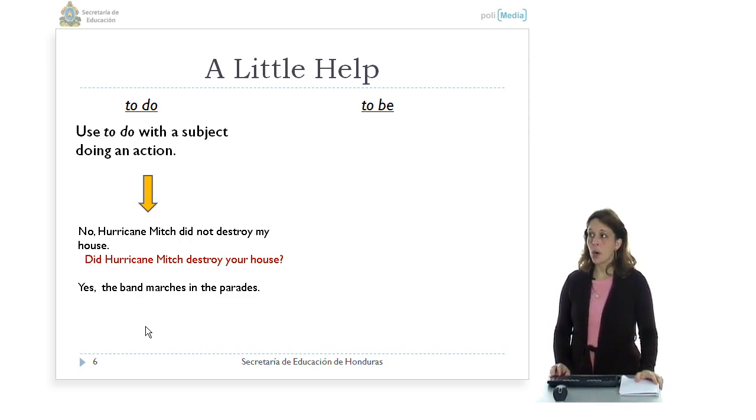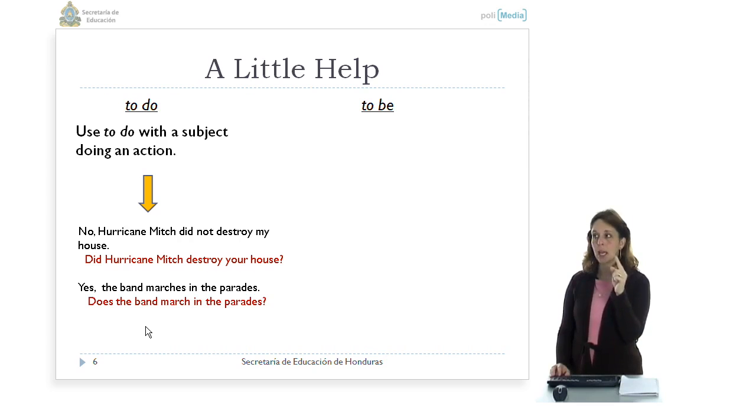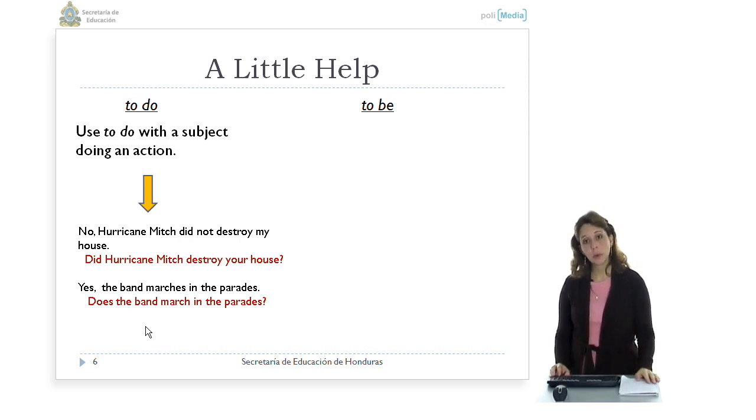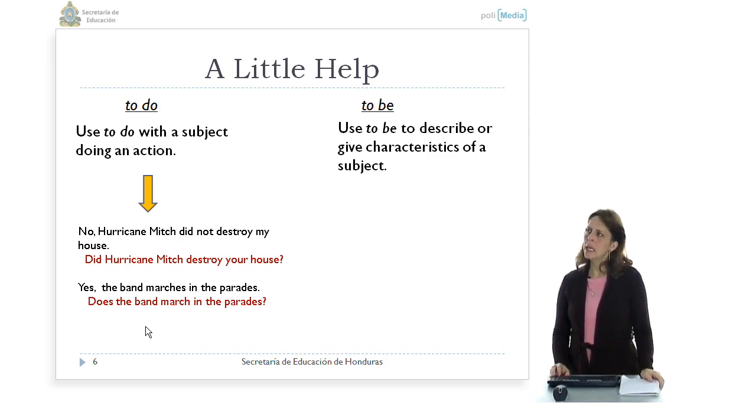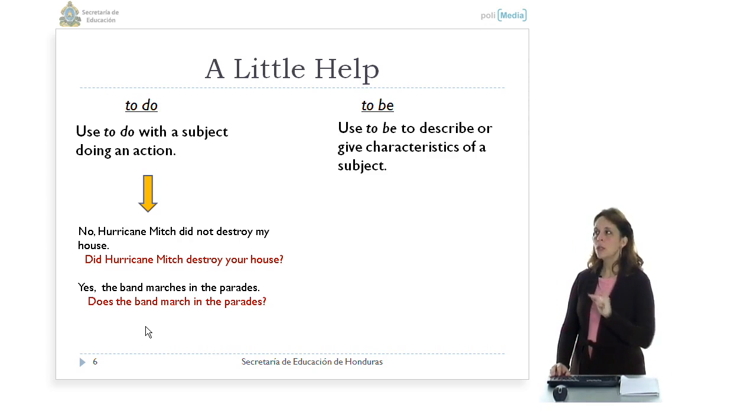Yes, the band marches in the parades. There's no form of do or does or did, so we look at band and we say, does the band march in the parades? Now with to be, we use to be when there's not an action being done.